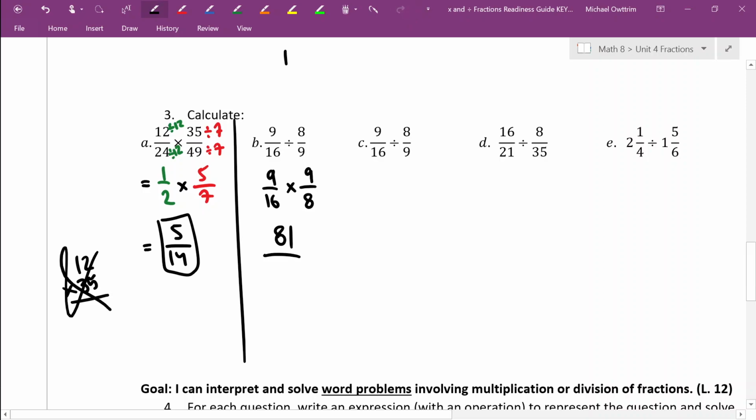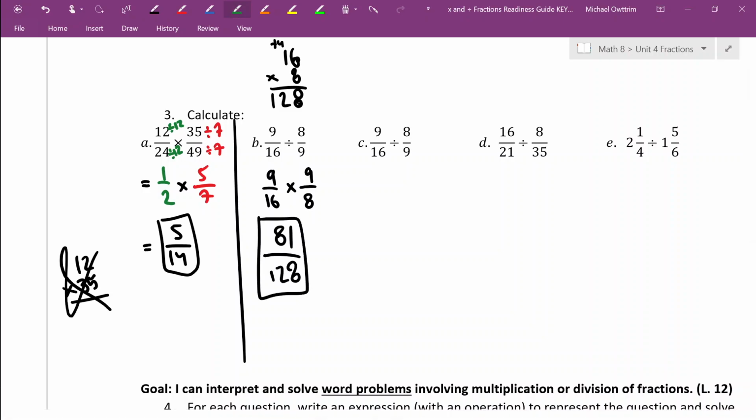I don't know what that is, but let's go ahead and work it out. 8 times 6 is 48. 8 times 1 plus 4 is 12. 128 on the bottom. I happen to know that this won't simplify, because if I think about my factors of 16, they're 1, 2, 4, and 8. The only factors of 9 are 3. And so obviously, 1, 2, 4, and 8 are not 3. Nothing will divide there. Okay.